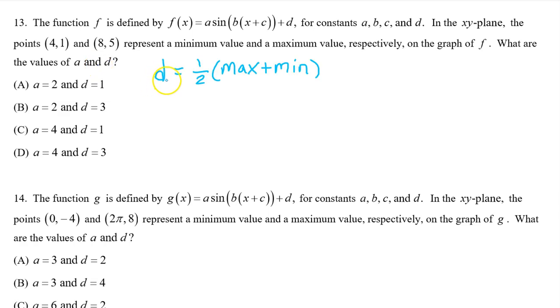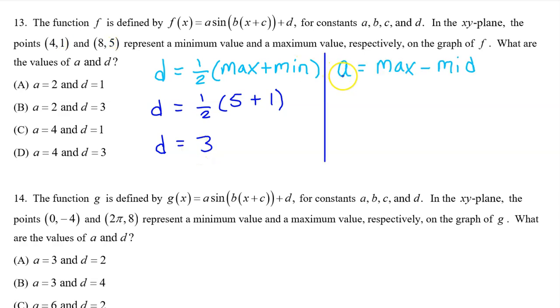The d value is the middle value of a function, so it is the average of the maximum value and the minimum value. In other words, it will be the maximum value plus the minimum value divided by 2. In this case, the d value will be 5 plus 1 divided by 2. This is half of 6, which equals 3.